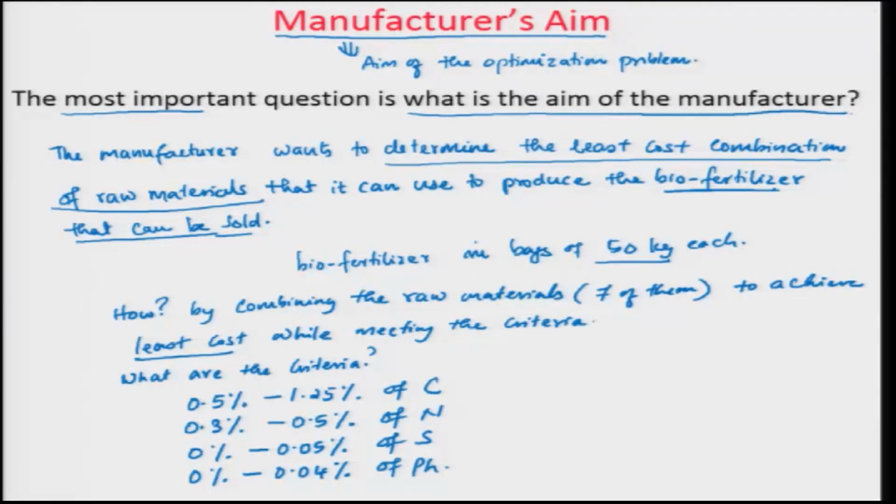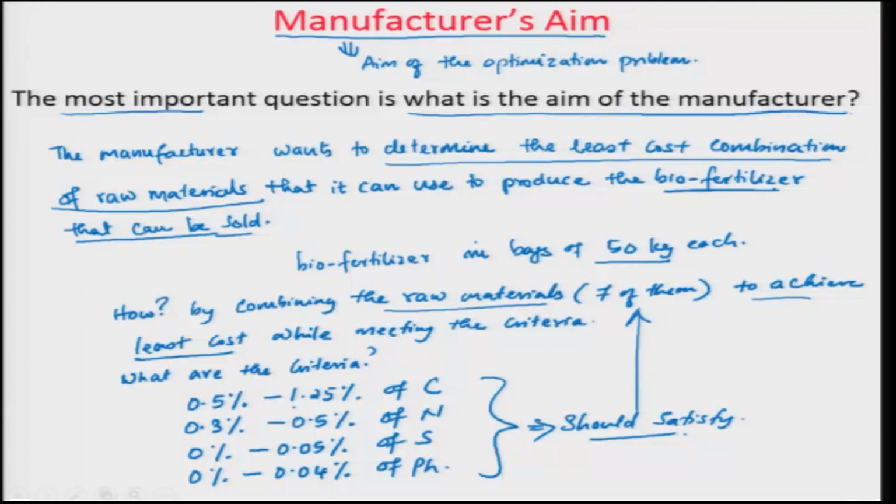Okay. So your biofertilizer should satisfy these criteria. And while satisfying these criteria, you combine the raw materials in one fashion or another to achieve least cost. You get the least cost while meeting this particular criteria of carbon, nitrogen, sulfur and phosphorus. So this is the aim of the manufacturer as far as we are concerned.